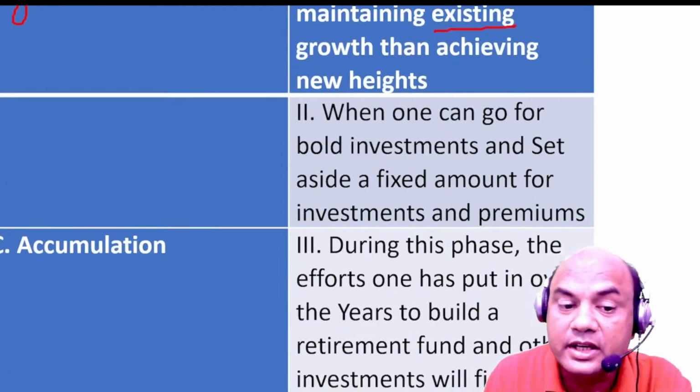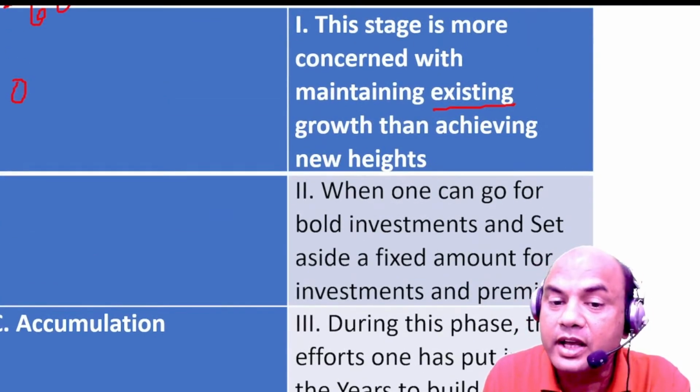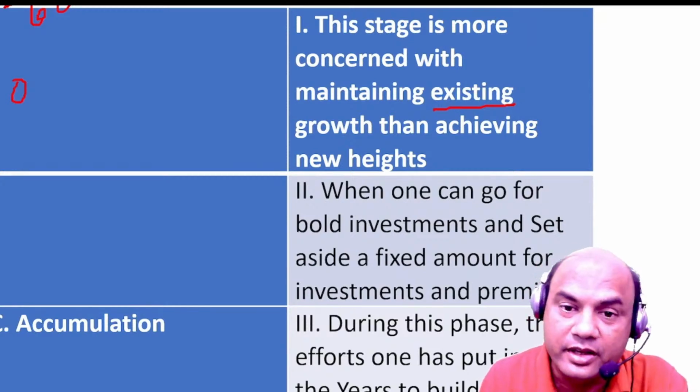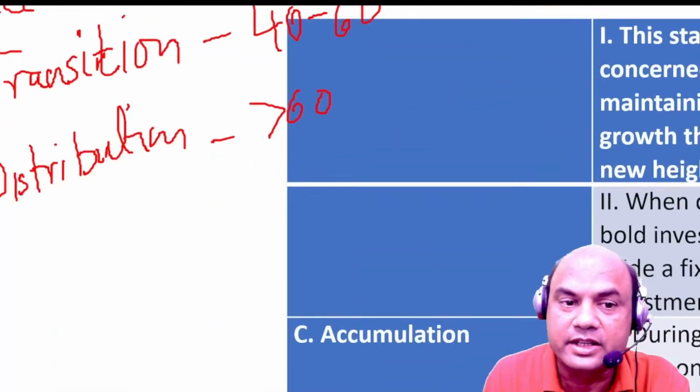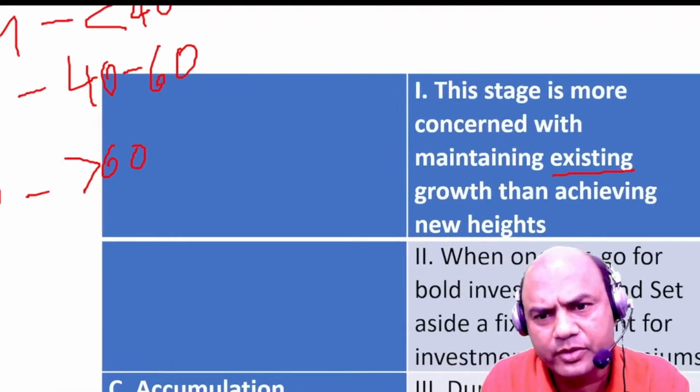So what is the answer for this accumulation? Before answering this, we have the answer for all three. Now you answer me, everyone. First, here, these are the three stages: accumulation, transition, and distribution. Now you answer me, everyone.